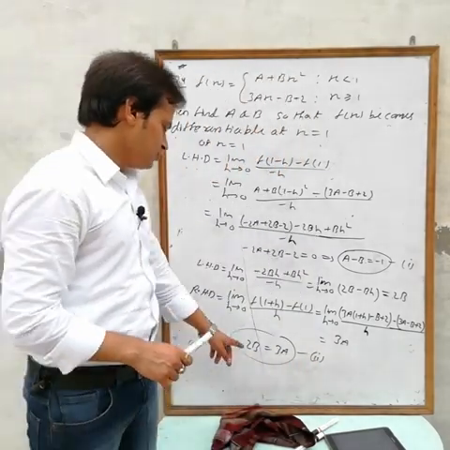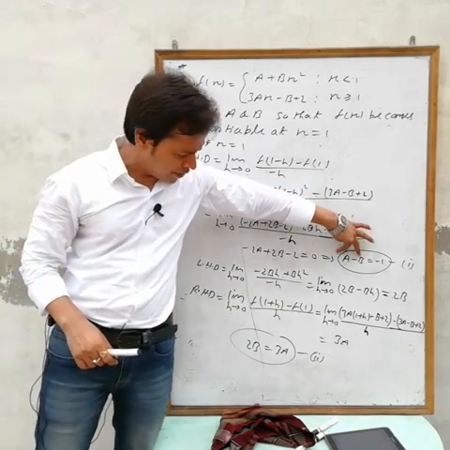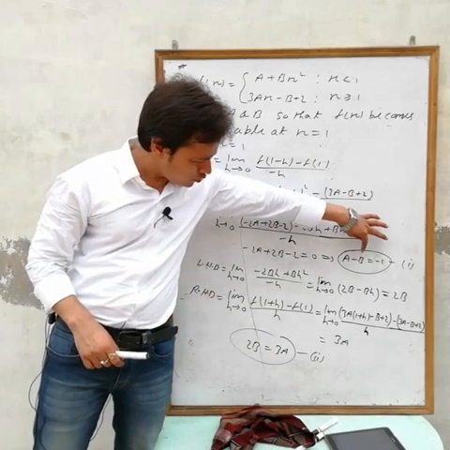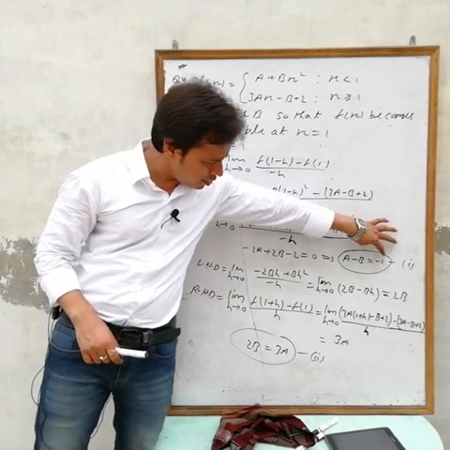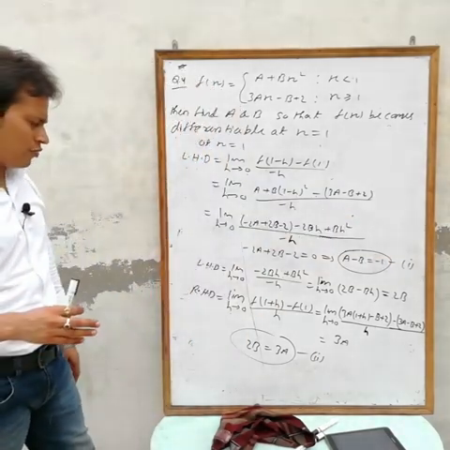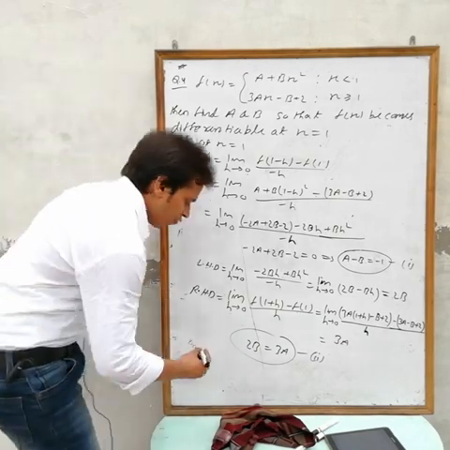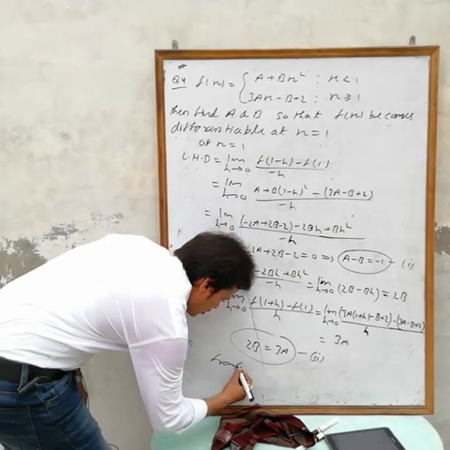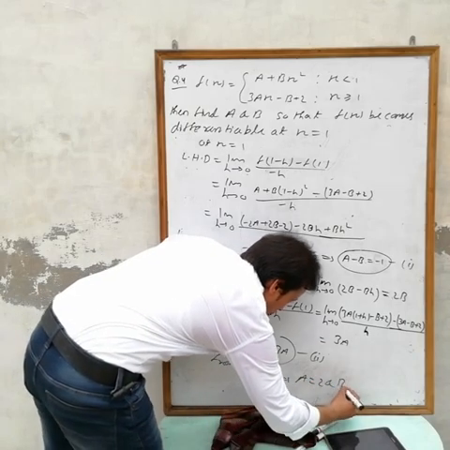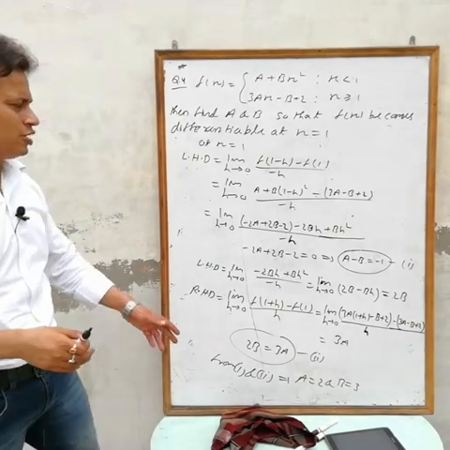If you multiply with 2, then what will you get? 2a minus 2b, and 2b can be written as 3a. So 2a minus 3a, minus a equals to minus 2, a equals to 2. Then b equals to 3. If you solve both equations, you will get a equals to 2, b equals to 3, satisfying both.